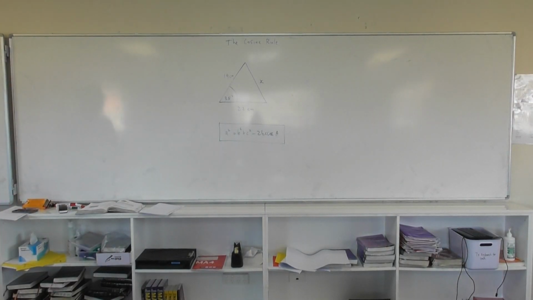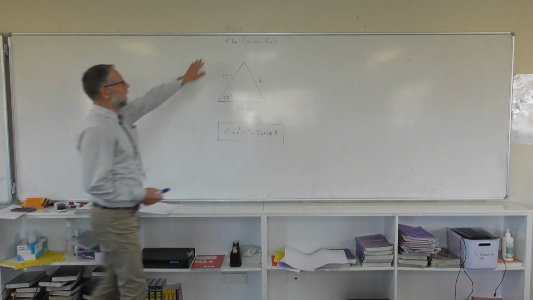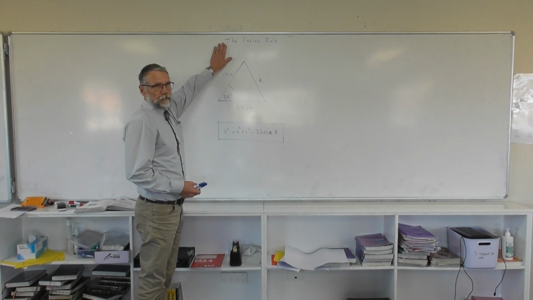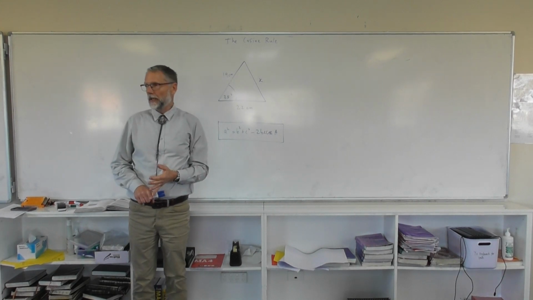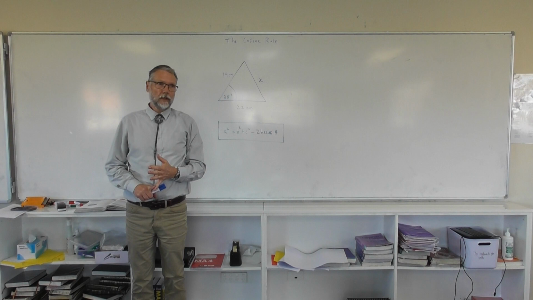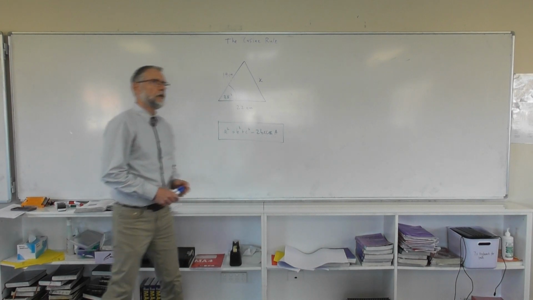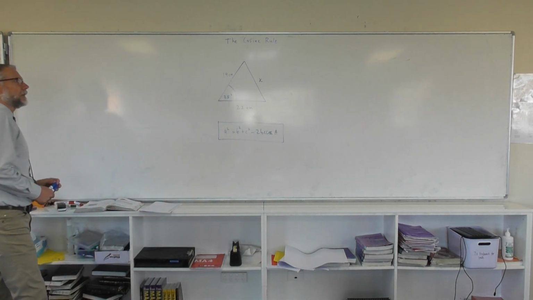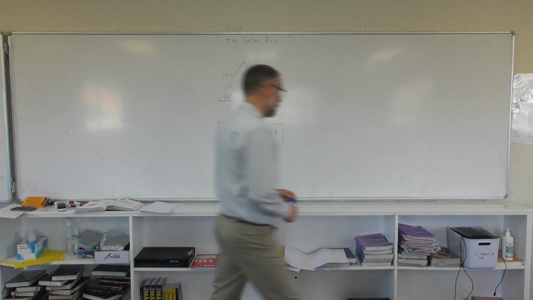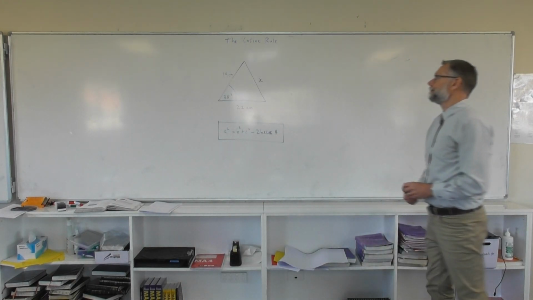Right, so the next rule we're going to look at is the cosine rule. We're familiar with the sine rule, and we know that if I've got pairs of angles and sides, then we can work out either a missing angle or a missing side. But sometimes we get a situation where the sine rule doesn't work.